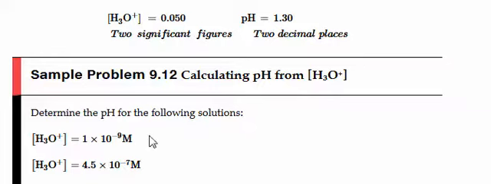When we're looking at significant figures for pH, we look at the values after the decimal point. So since my first hydronium concentration only has one significant figure, my final answer will have one place after the decimal point. And then my second concentration has two sig figs, so the answer will have two decimal places after the decimal point. So pause the video to calculate the pH of these two solutions.